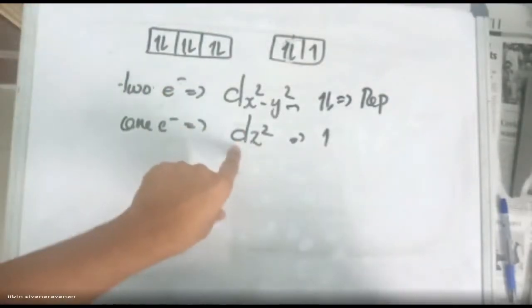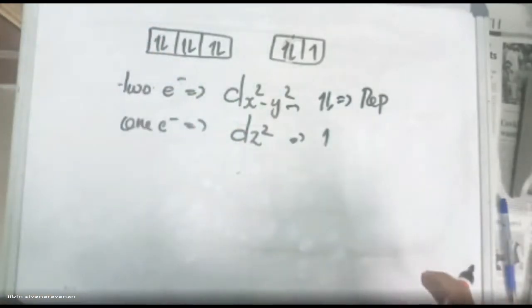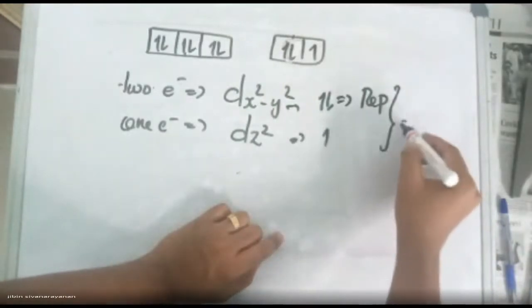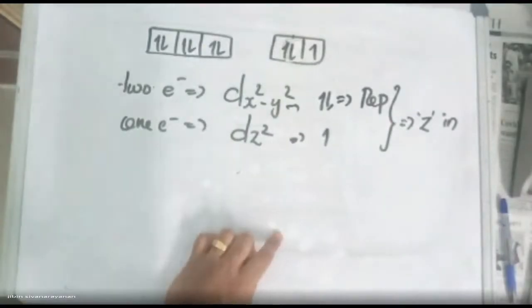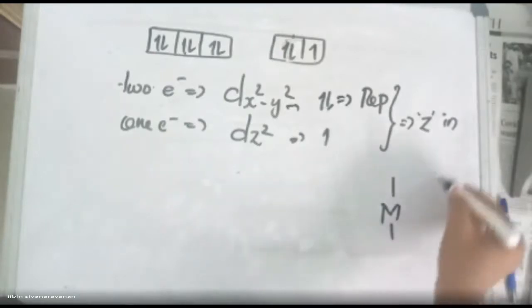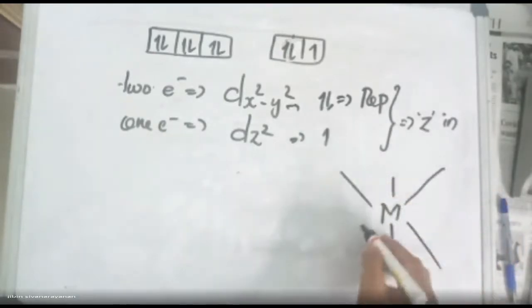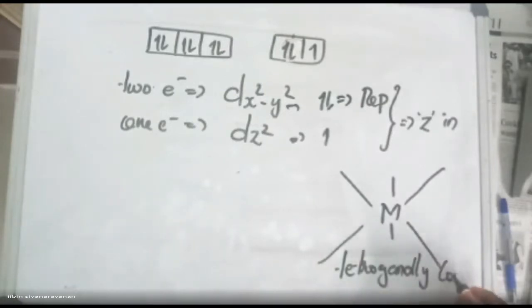So what happened to this z axis? They are compressed with respect to x and y. So this kind of elongation we call z in. The z axis goes somewhat inner. So that can be represented like this. Z axis somewhat inner. And otherwise we can call it tetragonally compressed.